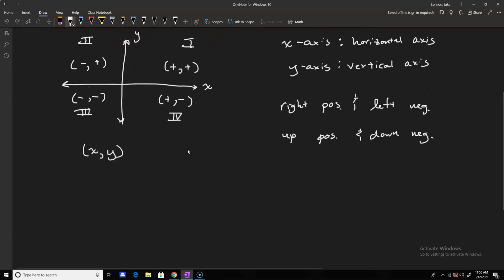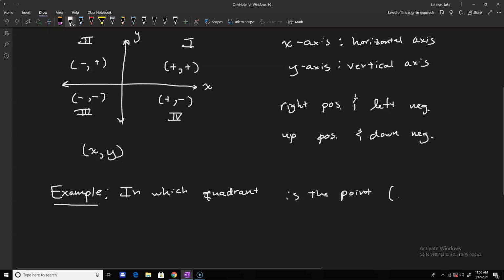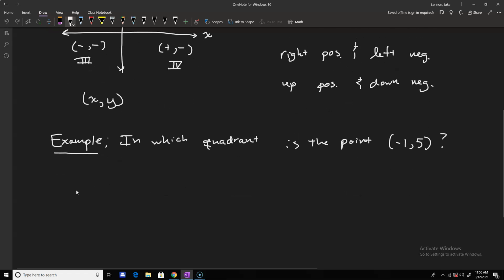So we could ask some pretty basic questions here. We could say, example, in which quadrant is the point -1, 5? So it has a negative x coordinate and a positive y coordinate. So we know it is in quadrant 2. So the answer here is quadrant 2.